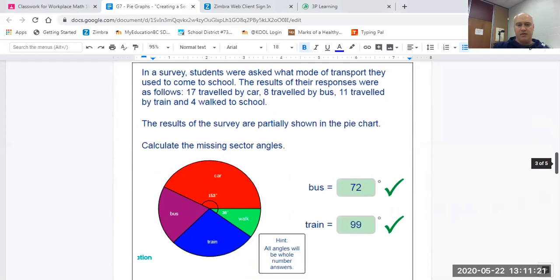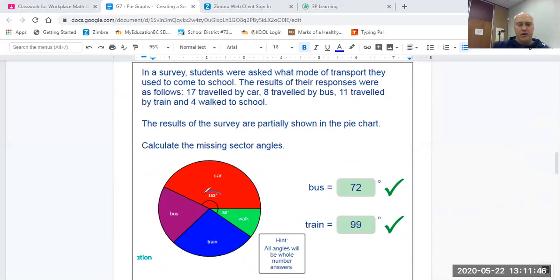So very similar. This one, though, is talking about modes of transportation, and it's got 4 different categories. So it says here, in a survey, students were asked what mode of transport they used to come to school. The results of their responses were as follows: 17 traveled by car, 8 traveled by bus, 11 traveled by train, and 4 walked to school. So the results of the survey are partially shown in the pie chart. Calculate the missing sector angles.